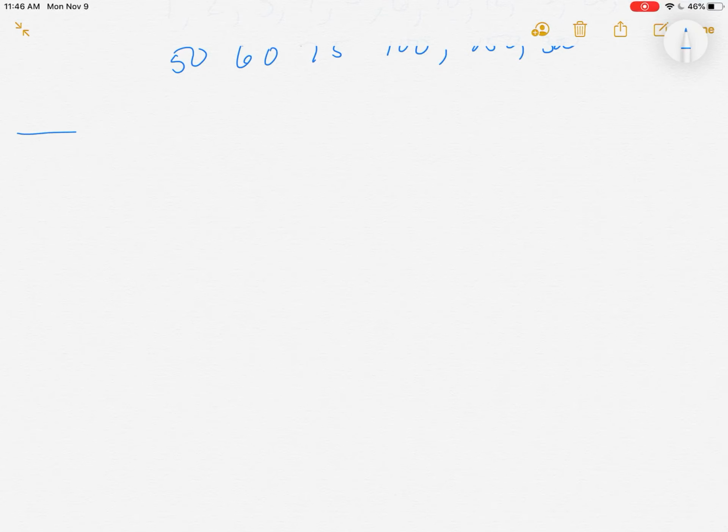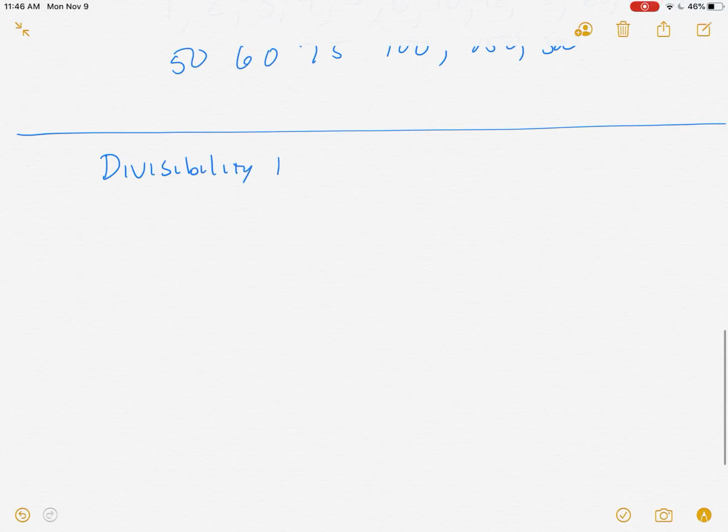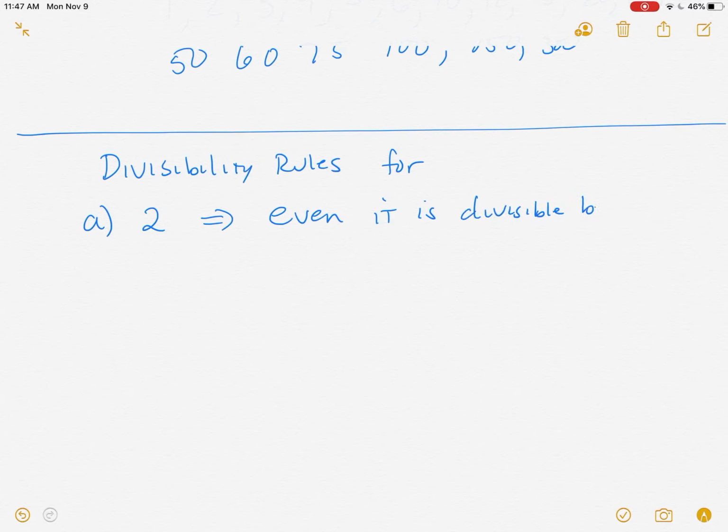The first thing I did was I started small. And so we want to make sure that you're well aware of the divisibility rules for the following. A. 2. The divisibility rule for 2 is if the number is even, it is divisible by 2. If it ends in 0, 2, 4, 6, or 8, it is divisible by 2. Anything like that, we would know it's divisible by 2.